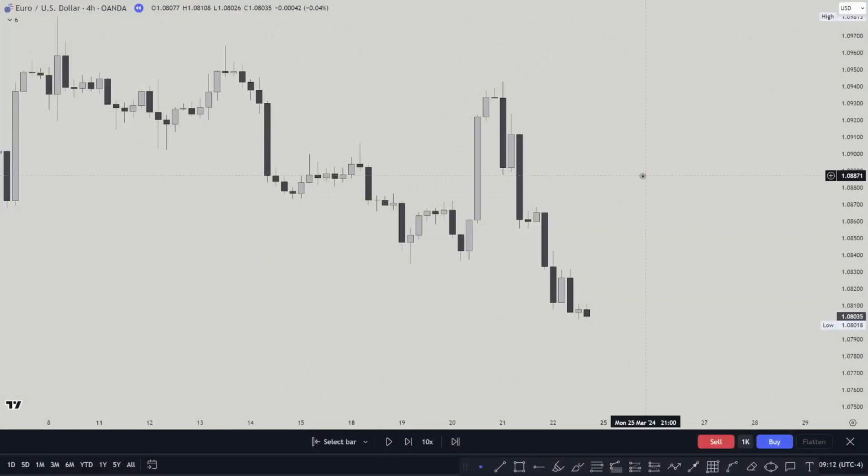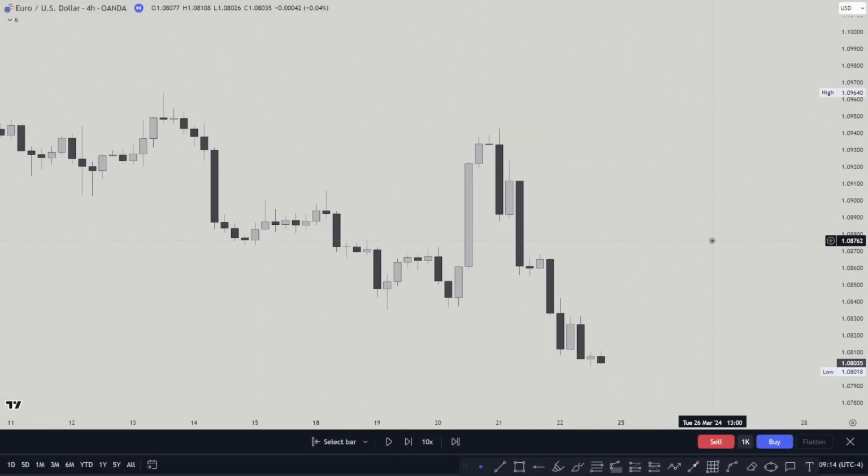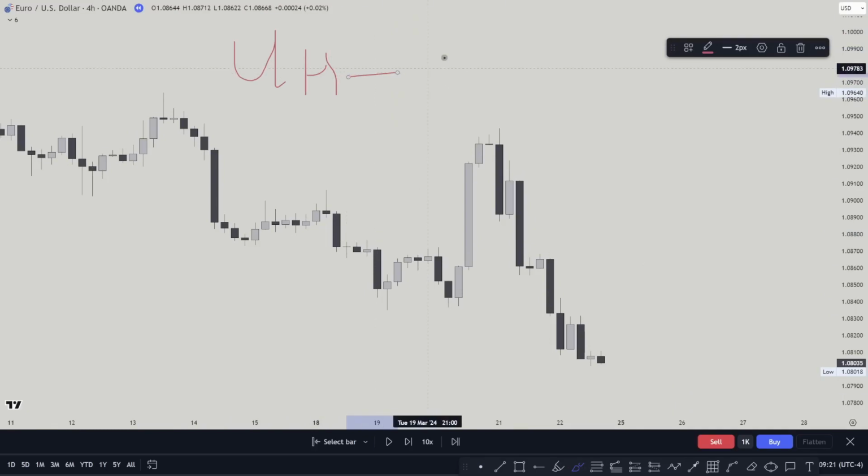Starting with the first, time frame alignment. So we're going to be trading based on the 4-hour, 15-minute, and 1-minute. And I'm going to take some trades only based on the 4-hour and then the 15 minutes.